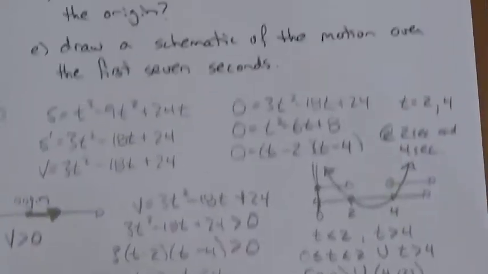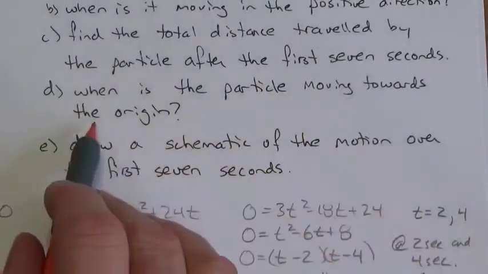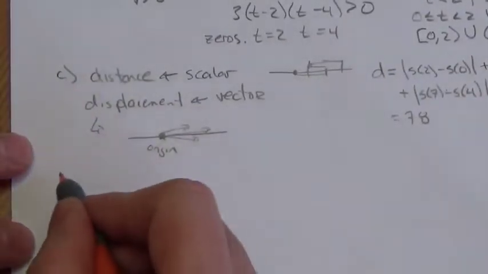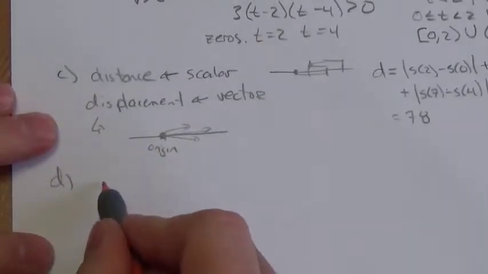Now, let's go back up. Let's take a look at D. When is the particle moving towards the origin? Now, that's an interesting question. That is an interesting question. When is the particle moving towards the origin?